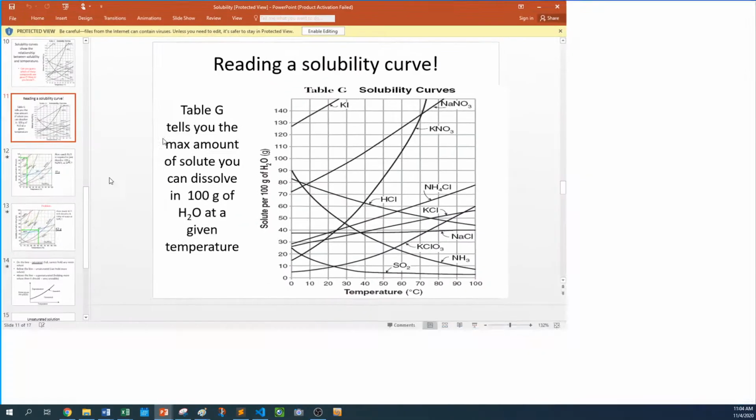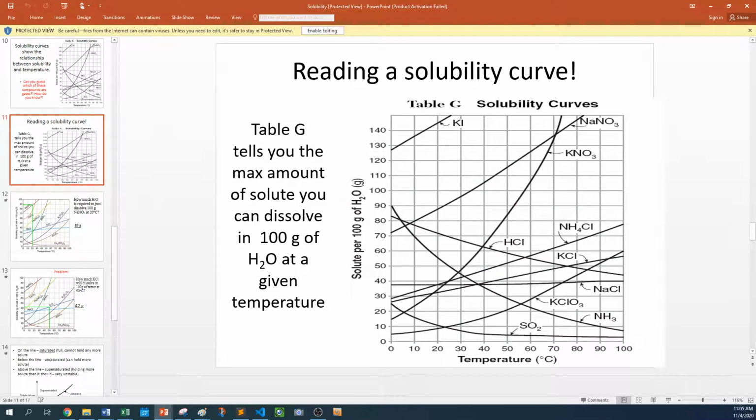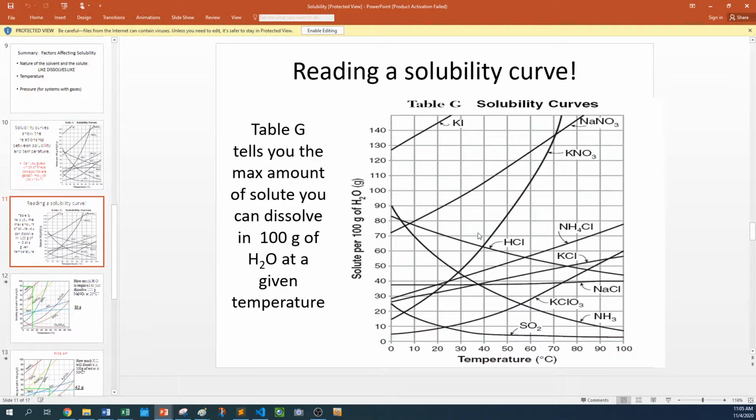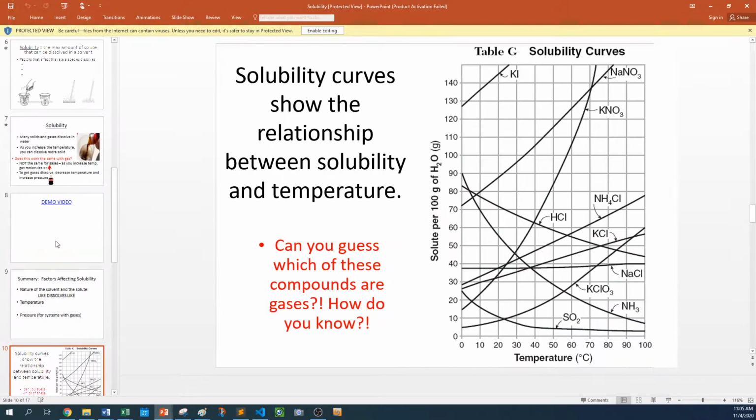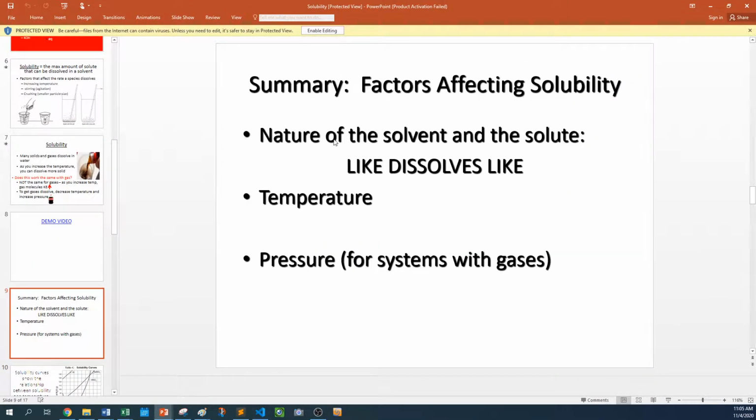So remember when looking at the graphs, you can tell which one is a gas because as you increase temperature, the solubility decreases. For gases, you have to decrease temperature for the solubility to increase. For solids, it's the opposite. For solids, as you increase temperature, more can dissolve. So factors that affect solubility include temperature.